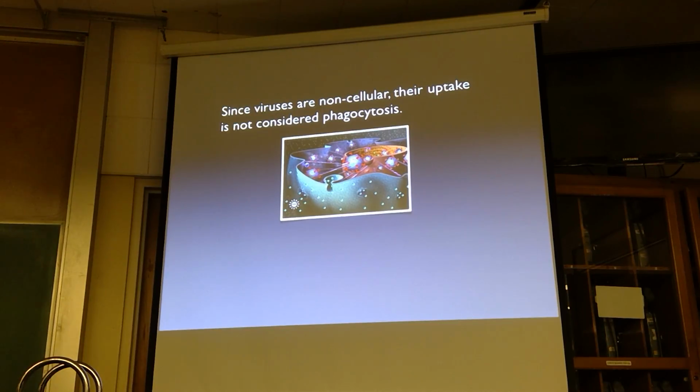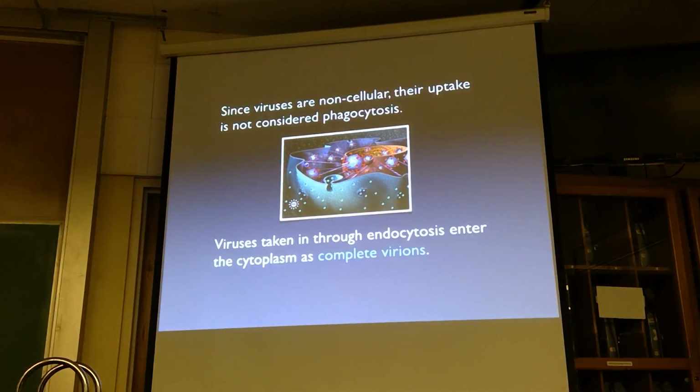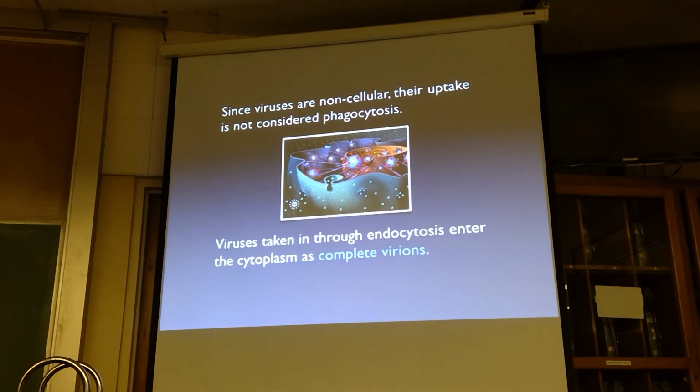But it turns out animal cells in general tend to take in materials from their environment. They're constantly sampling, taking materials in, and it is a way that they obtain nutrients, but they can also pick up virions. So because the viruses are taken in through endocytosis, when they get inside, they're surrounded by a membrane, they're inside a vacuole or a vesicle, and they come in as a complete virion.